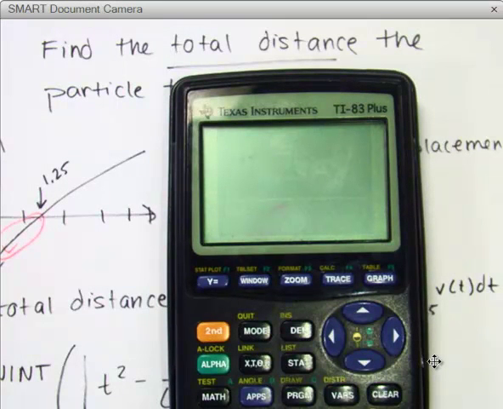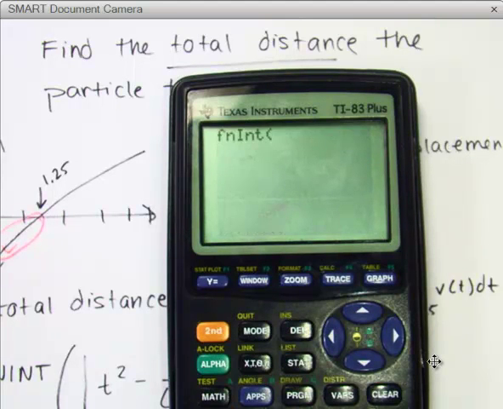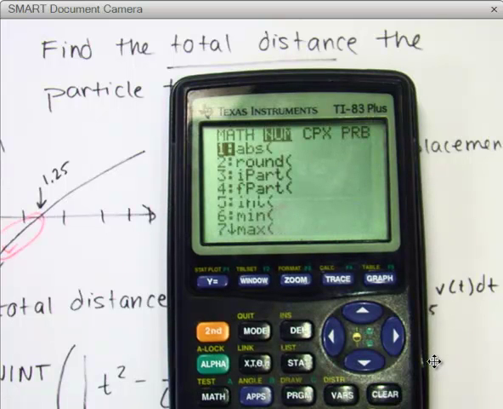So one way you can type it in to save yourself a little time is just go to your y equals and type in the equation. Remember to use parentheses. And this will save me a little bit of time when I'm typing my integral. So now I'm going to find the absolute value symbol, which is under math.